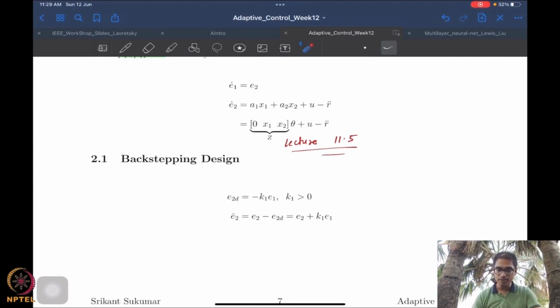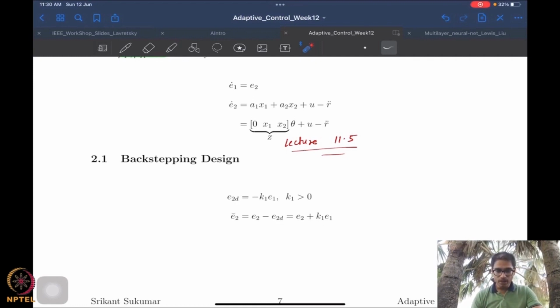And that becomes E2 plus K1 E1 here in this case. And again, we have seen this backstepping design even before, so this should not be something new for you. Just a couple of weeks old, this material. So I hope that this is not coming to you as any kind of surprise. If it is, then I would strongly encourage you to go back and look at our backstepping design lectures.